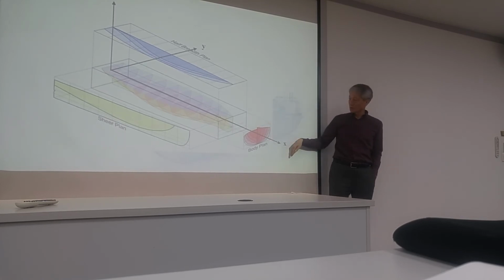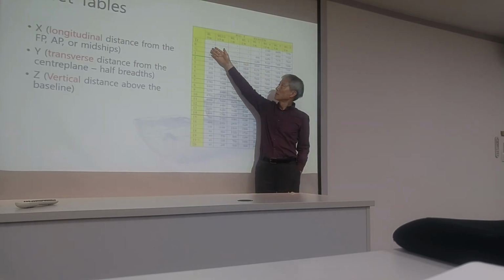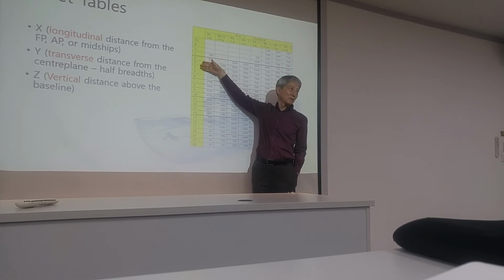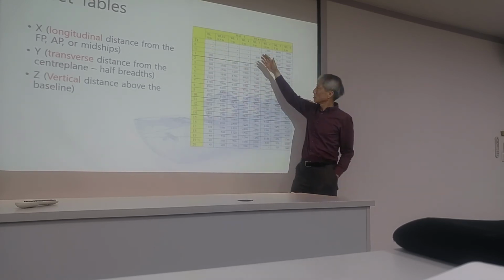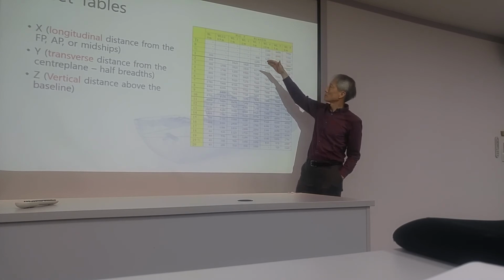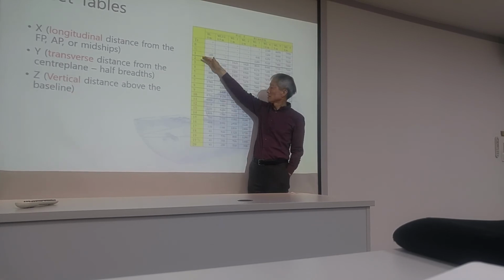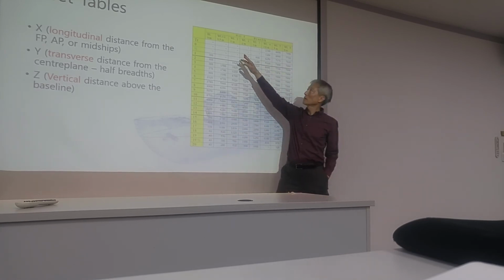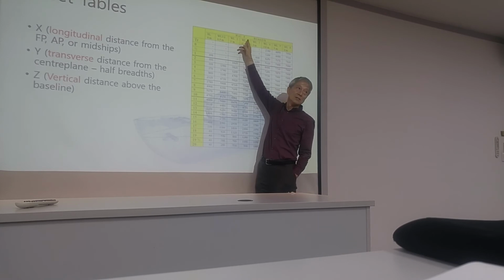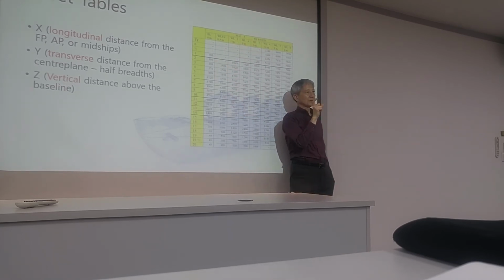Can I go down? Right. These are the station numbers. Usually it starts from the AP, the back side, as station 0, and then 20 or more stations. And then the water lines, each water line, and this is the breadth at the station.